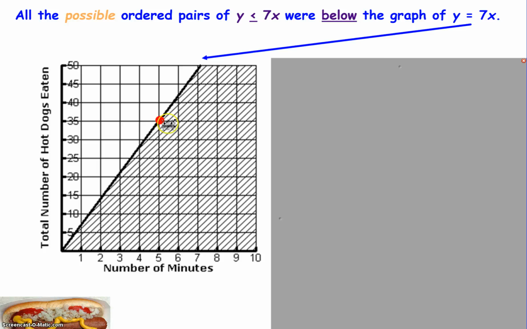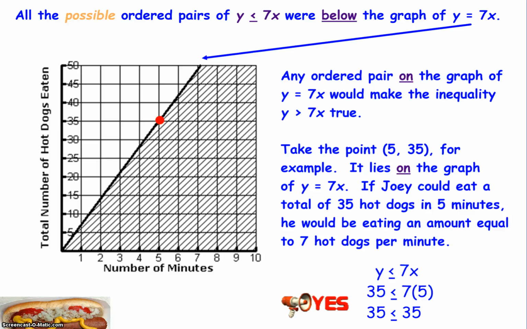Let's talk about (5, 35). Any ordered pair on the graph of y equals 7x would make the inequality y is less than or equal to 7x true. Take the point (5, 35), for example. It lies on the graph of y equals 7x. If Joey could eat a total of 35 hot dogs in 5 minutes, he would be eating 7 hot dogs per minute. So 35 is less than or equal to 35. That's why it is true.